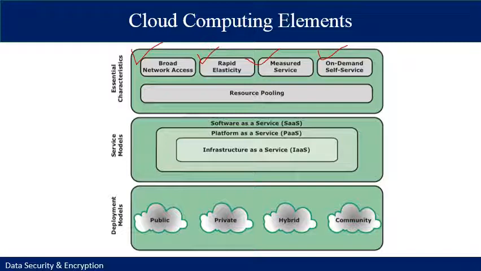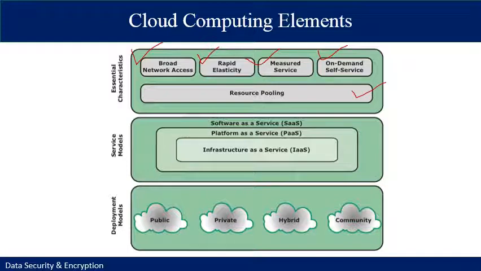Then cloud computing must provide on-demand self-service. A consumer can unilaterally provision computing capabilities such as server time and network storage as needed, automatically, without requiring human interaction with each service provider. Because the service is on demand, resources are not permanent parts of your IT infrastructure.